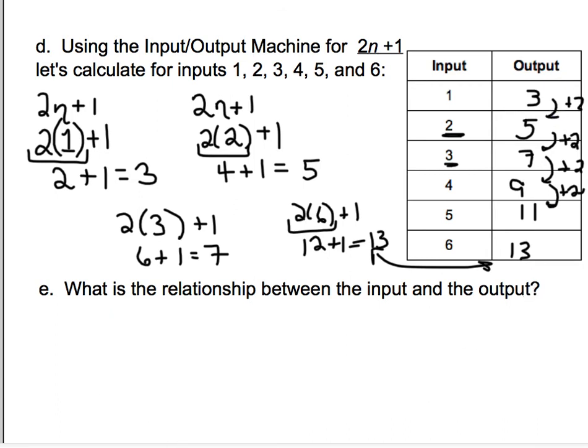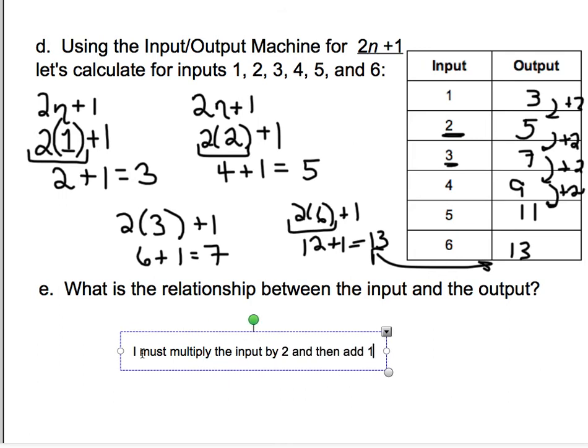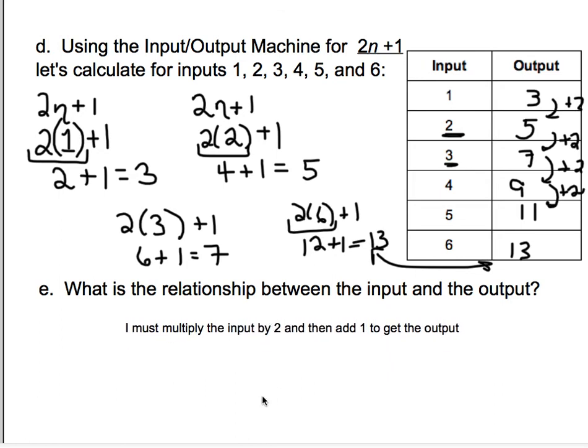So if I want to describe the relationship between the input and output, I must multiply the input by 2 and then add 1 to get the output. That's how you would describe it in words. I have to multiply the input by 2, add 1, and then it will spit out the output.